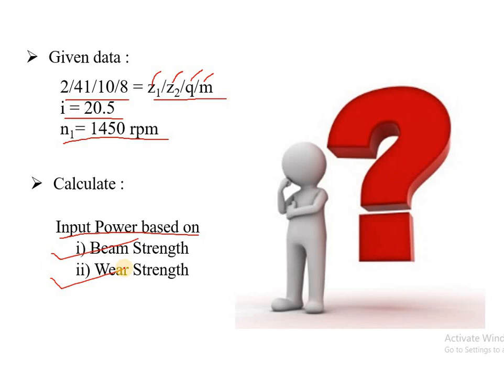So how to calculate it? Think over it. As we all know, the design of the worm is based on 3 criteria, that is 2 types of failure, bending failure and wear failure, and heat generation is more in the case of worm. So thermal consideration is an important point while designing. Here in the numerical it is asked to find the input power based on beam strength and wear strength. It means it is related to bending failure and wear failure. So we have to go through the design procedure based on beam strength and wear strength.